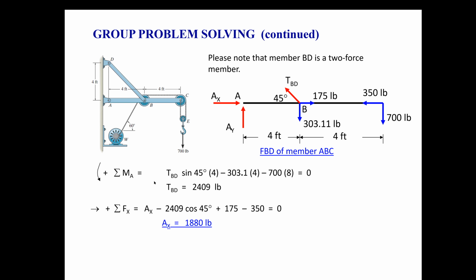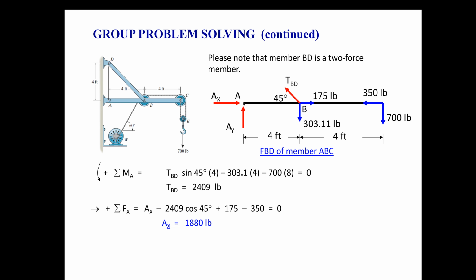Okay, so one of the ways to do this is to solve for this force here. We know all these forces. The only ones, these are the three that we don't know. If I sum the moments about A, then TBD is the only unknown force. So here's TBD times the sine of 45, so it's a 45-degree angle.